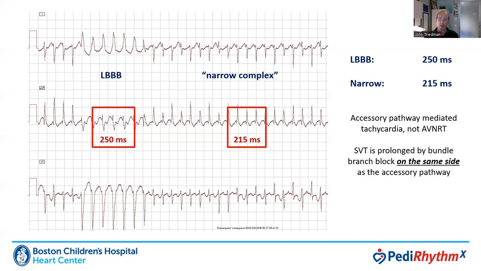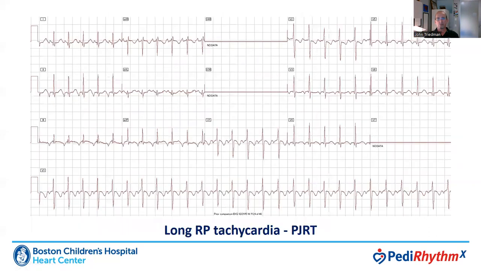And further, the fact that it was prolonged by a bundle branch block on the left side implies that the accessory pathway is on that same side. In other words, lengthening of conduction down the left side of the heart, if it lengthens the tachycardia, suggests that the accessory pathway is located on the same side as that bundle branch block was observed to occur.